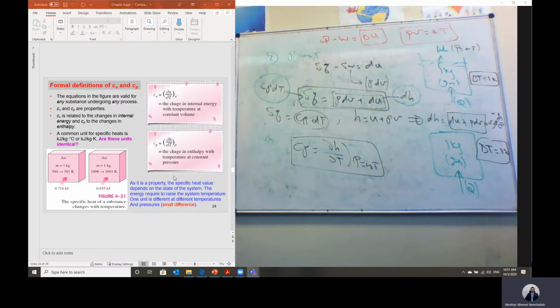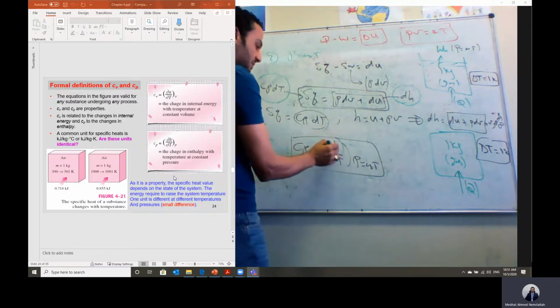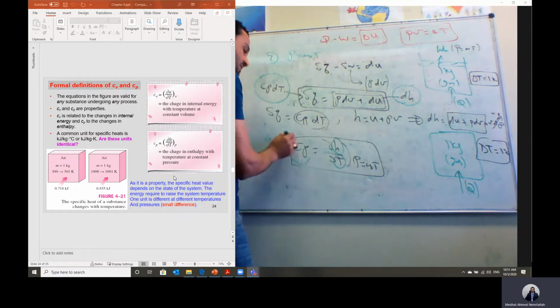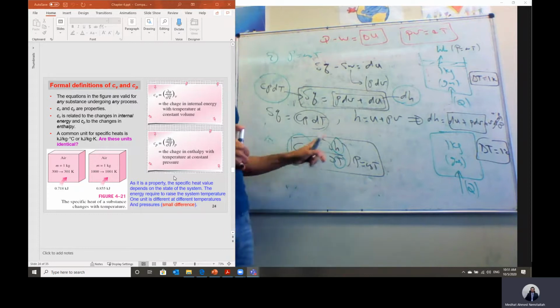As we said, Cp is a function of enthalpy, which is a property, and temperature is a property. Then in this case, the specific heat is also a property of a substance. And Cp and Cv are functions of pressure and temperature. Mainly it is a function of the temperature, it is not constant.